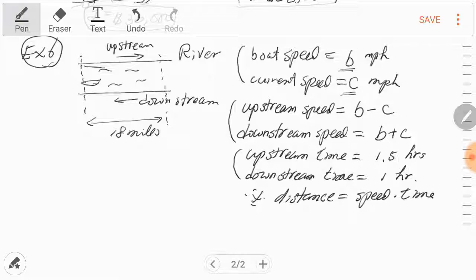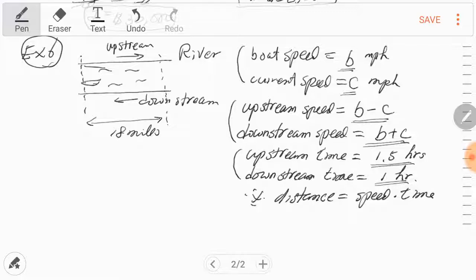So when you go upstream, then you are going against the current. So the total speed will be b minus c. So this is the upstream speed. And when you go downstream, then the downstream speed will be the addition of your boat speed and the current speed. So you're going faster. All right, then it takes 1.5 hours to go upstream and 1 hour to go downstream. Okay, these are given. So we want to find the boat speed and the current speed.